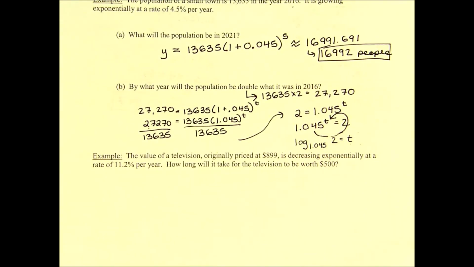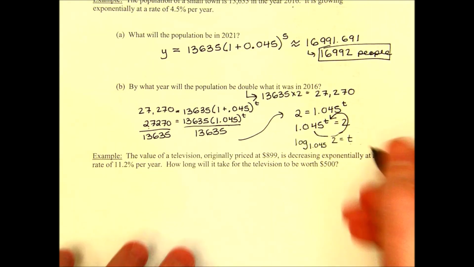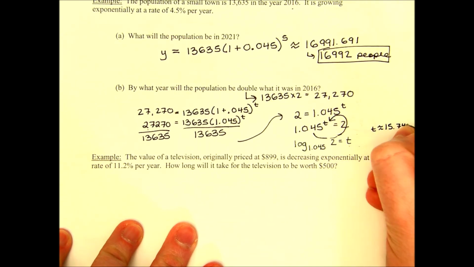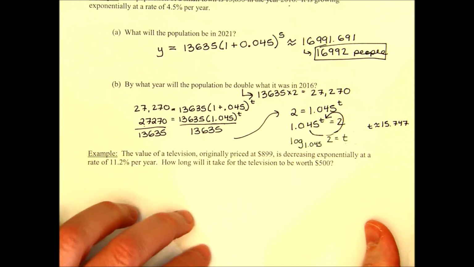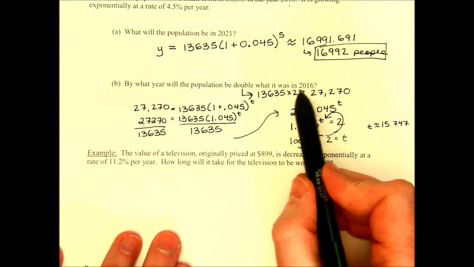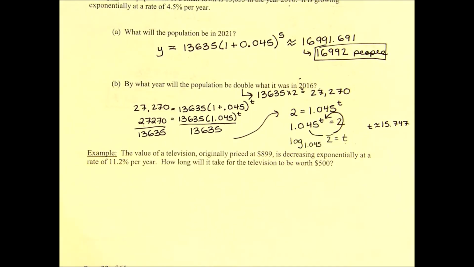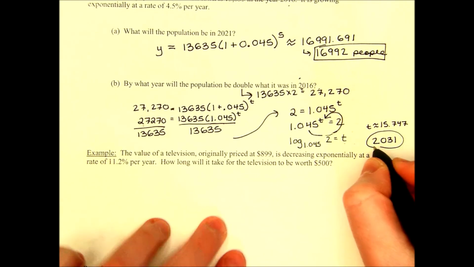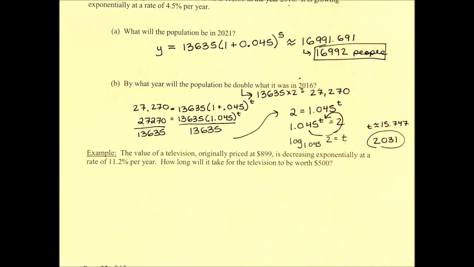And then you're going to go to the calculator and use your change of base formula, where you type in log 2, close the parentheses, divided by log 1.045. And I'm getting t is about 15.747. Well, I was starting in 2016. Add 15.747 years to that. That should put you in about 2031.747, which means like second half of the year, maybe about August or September or so.